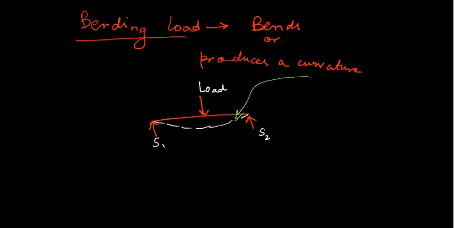Now the more theoretical definition of it is that a bending load is acting perpendicular to the axis of the member. If I draw the axis of the member, the axis is like this. This is the axis. But the load which is acting on the member is actually perpendicular to the member. Such a load is also known as transverse load.